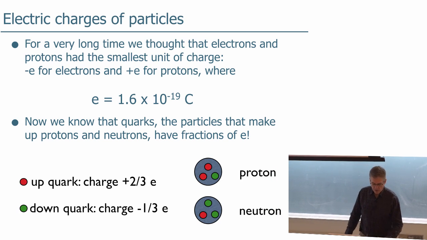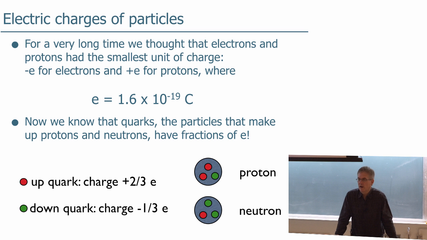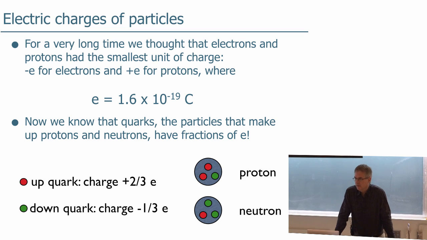Now, people discovered the electron in around 1896. And it was realized that the charge on it was negative, and that atoms or matter had electrons in it. And it was found that the charge on the electron was 1.6 times 10 to the minus 19th coulombs.